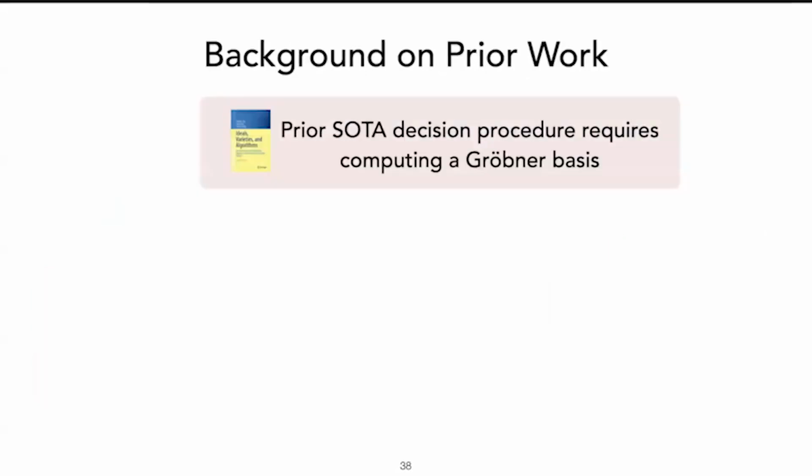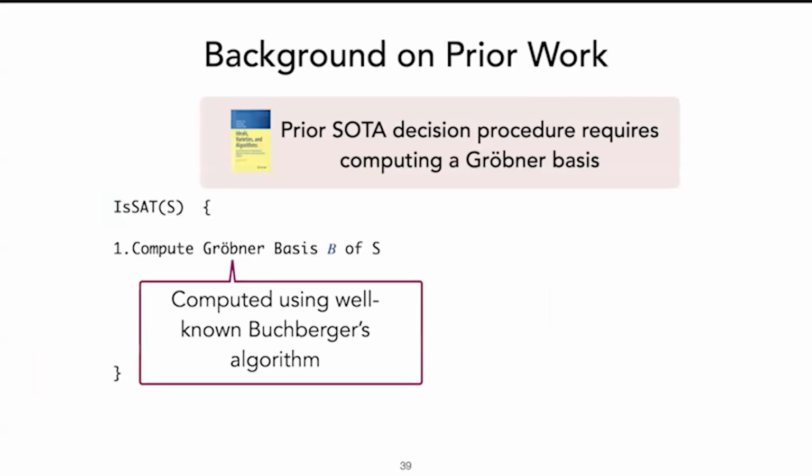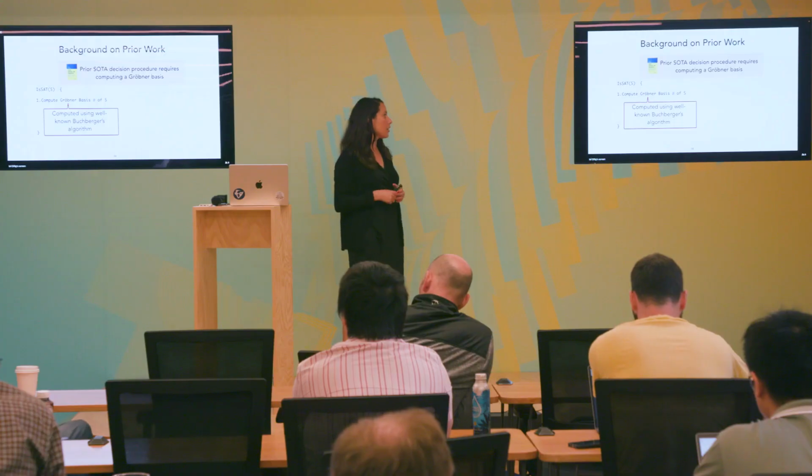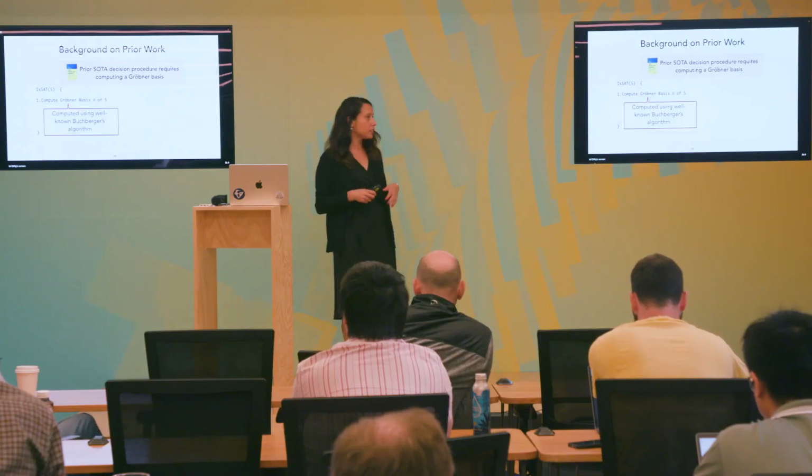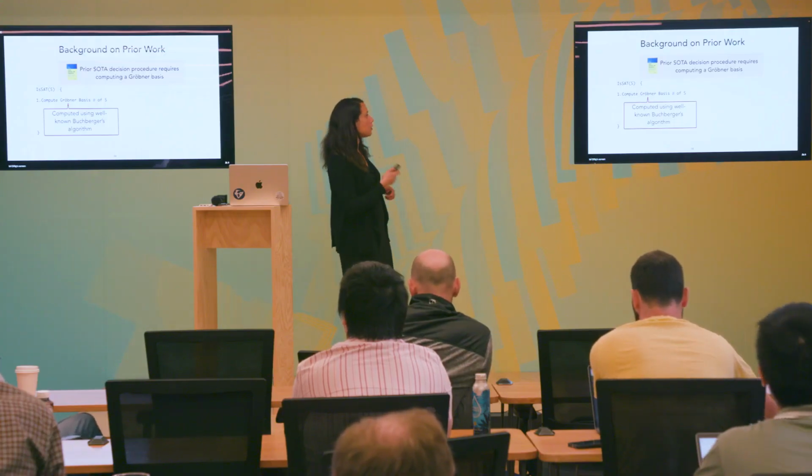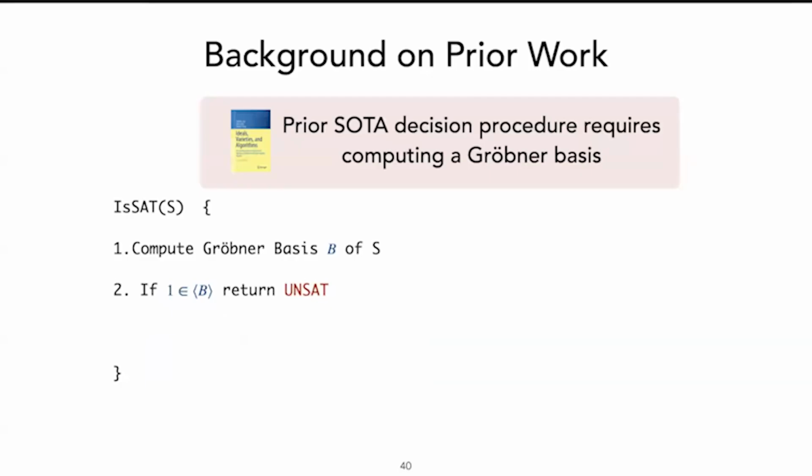And this is exactly what the prior state-of-the-art decision procedure does. It first starts by computing a Gröbner basis. Given our set of polynomials S, it uses this well-known algorithm, or one of its many variants, called Buchberger's technique, and it computes a Gröbner basis B of S. Then it does the ideal membership test, which can be done in linear time. So if 1 is in the ideal, it returns unsat.